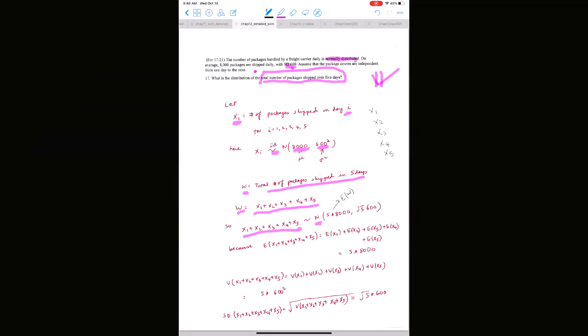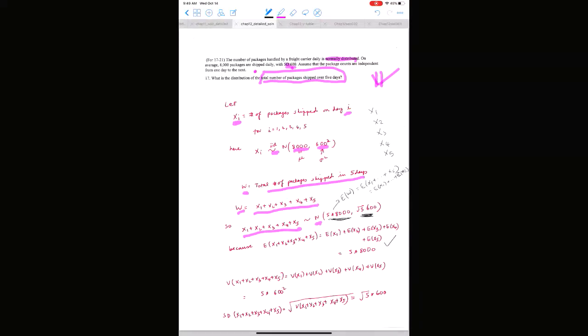Expected value of W is expected value of x1 all the way to x5, which is equal to expected value of x1 plus expected value of x5, the sum of the individual expectations, and that is why we have 5 times 8,000 like I have written here. What about the next component?